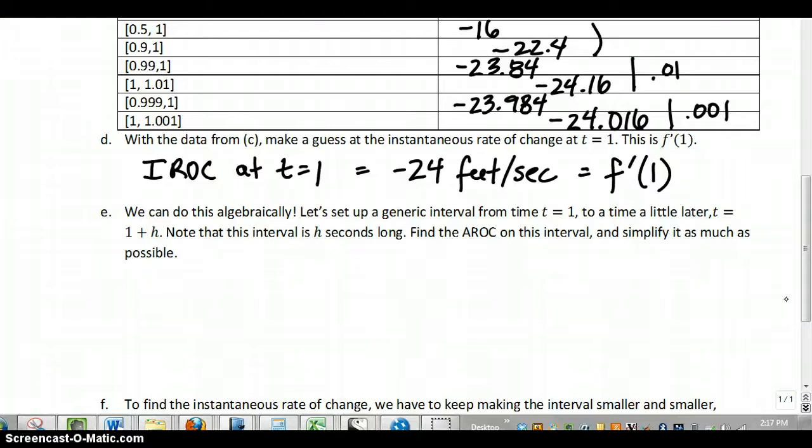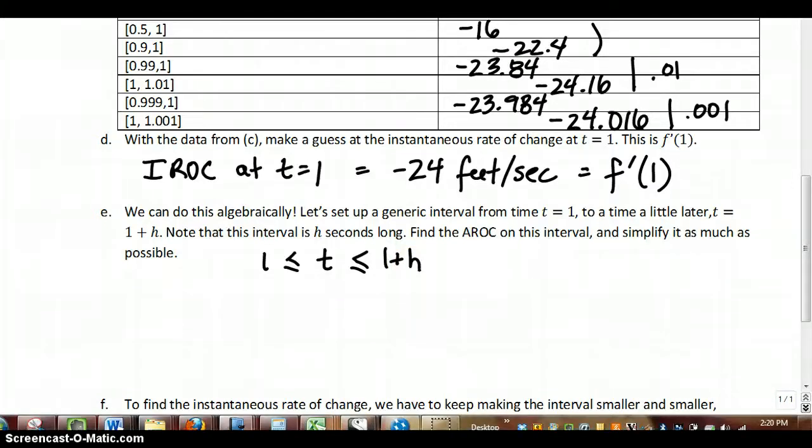So instead of thinking through a whole bunch of different little intervals, we're going to think through one interval. It's going to be the interval as t goes from 1 second to 1 plus a little bit, 1 plus h. So think of h as some kind of tiny number. And I'm going to find the AROC on this interval. Okay, so here we go, finding the AROC.